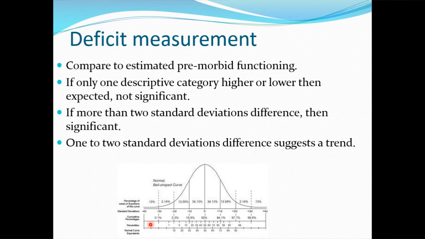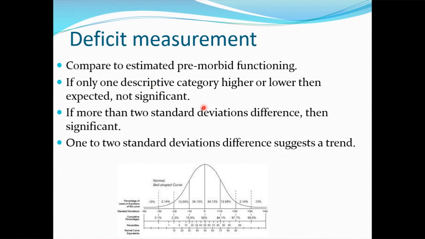Now, when you're measuring pre versus post-morbid functioning, you're measuring deficit, okay? And you need to compare it to the estimated pre-morbid functioning. If it's only one descriptive category higher or lower than expected, it is not significant. Let's say you worked it out and this person functioned in the average range. Now you're testing them, they're functioning in the lower average range. That is not significant. Okay.